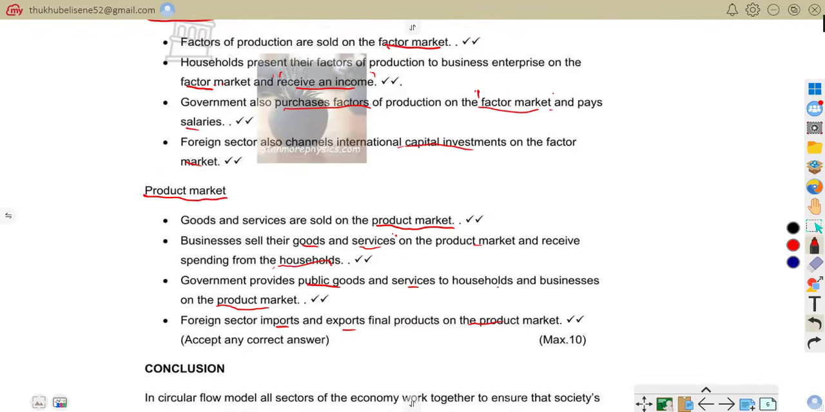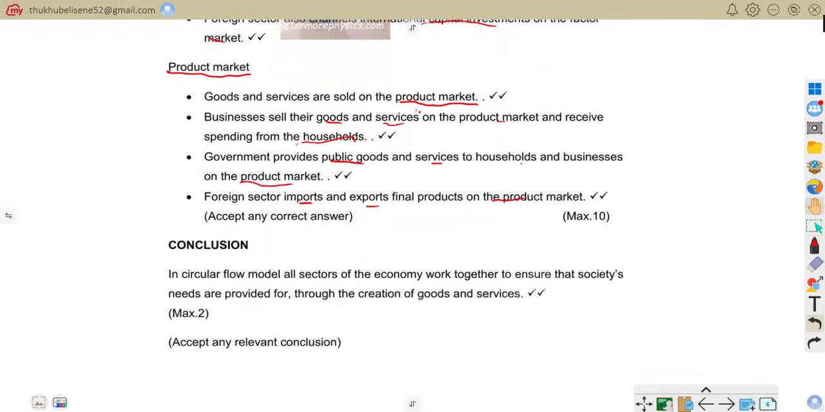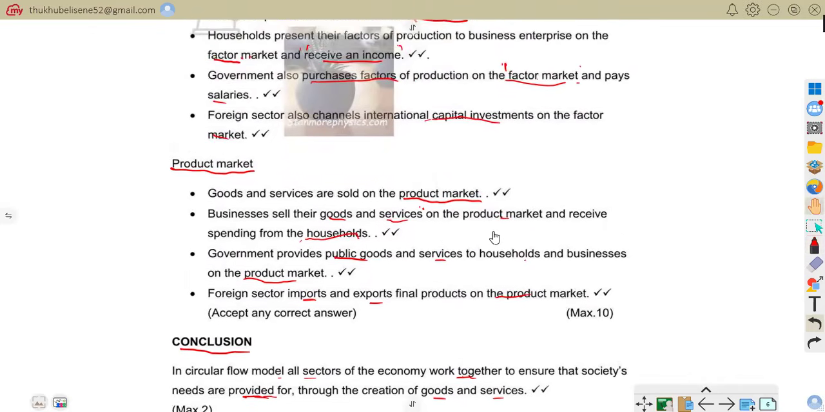So that is that. Now we are to conclude our question 4. As you know, when we're talking about the structure of the essay, conclusion also forms part of the structure of our essay. In a circular flow model, all sectors of the economy work together to ensure that society's needs are provided for through the creation of goods and services. So that is our essay on question 5.